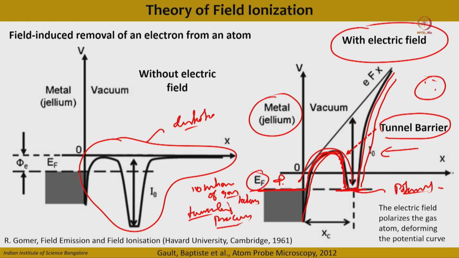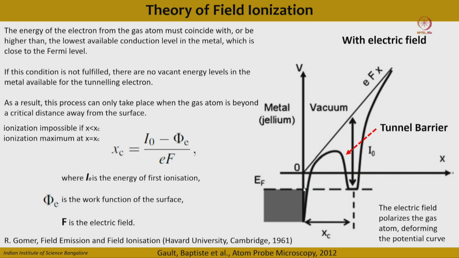Assume that this minimum potential energy is at this level by application of the electric field. There is no way that the electron can tunnel through this barrier. So the minimum requirement for the electron to tunnel towards the metal surface is that the minimum potential energy should be at the level of the Fermi energy of the metal surface.